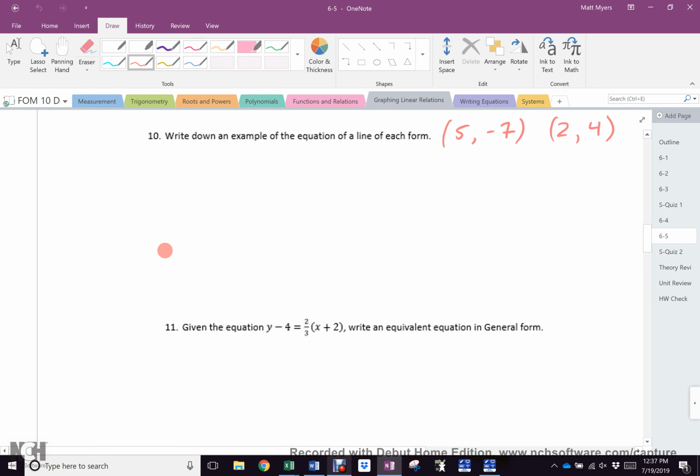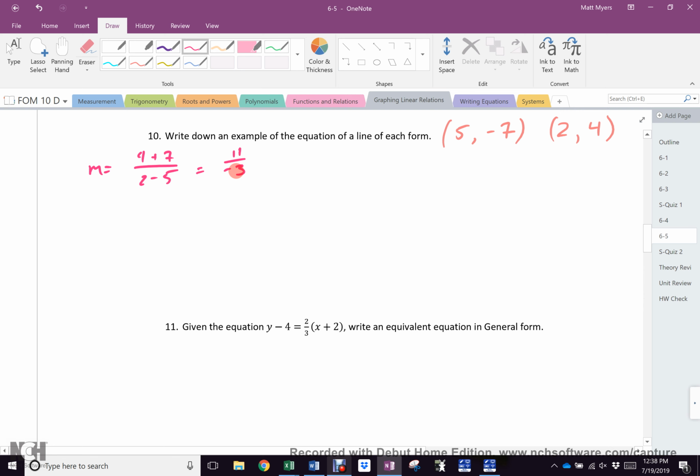How did you start? Slope, that's absolutely how you should start because that's the only thing you can find from that right away, right? So, because you have 2 x's and 2 y's, obviously you would find slope first, which is 4 plus 7 over 2 minus 5, which is 11 over negative 3, right?